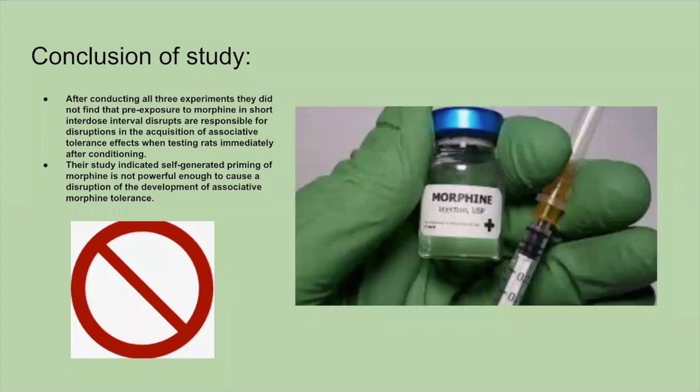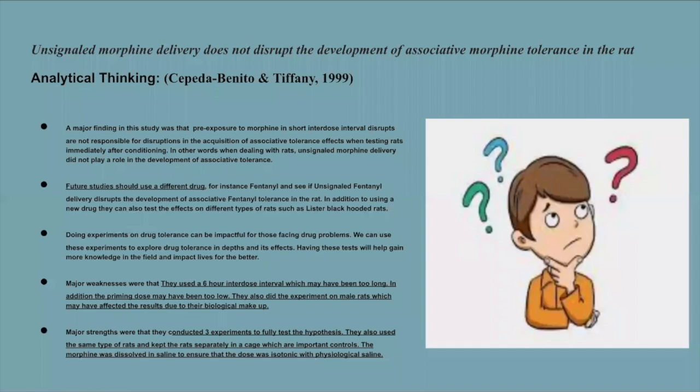A conclusion of the study: after conducting all 3 experiments, they did not find that pre-exposure to morphine in a short interdose interval is responsible for disruptions in the acquisition of associative tolerance effects when testing rats immediately after conditioning. Their study indicated self-generated priming of morphine is not powerful enough to cause a disruption of the development of associative morphine tolerance. So, analytical thinking: future studies could choose different drugs to see what the results are with those drugs.